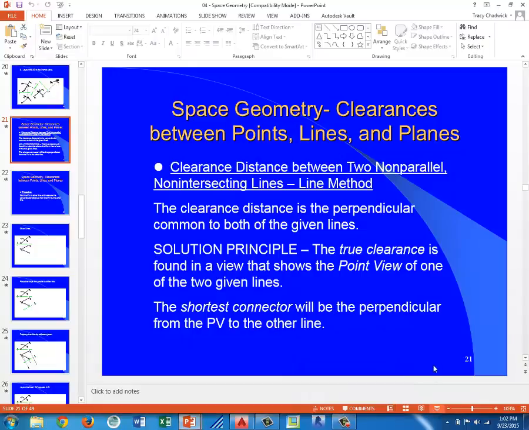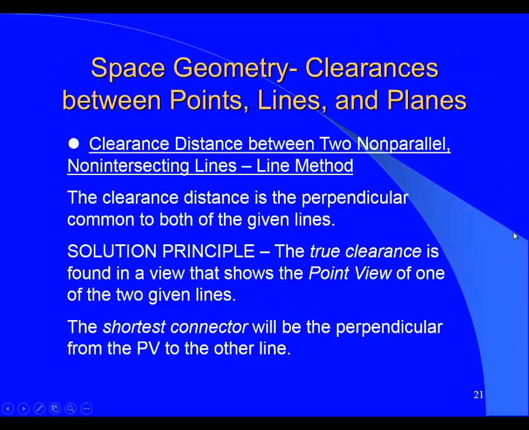So the big principle of the day: if we want to find the true clearance distance between two lines, what we're going to need to do is find the point view of one of those two lines. And then once we have that point view, it's pretty similar to what we did last class period when you had a point and a line. So if you have a point view of one of those two lines, then you can connect it with a perpendicular line to the other line, and that's your connector, and that's the shortest view of that connector.